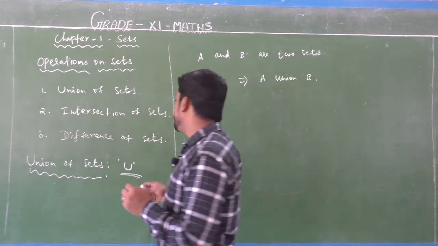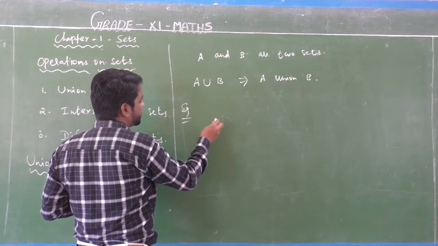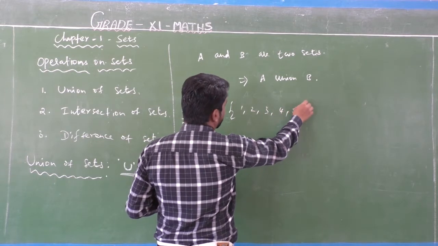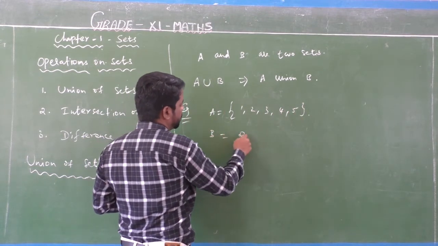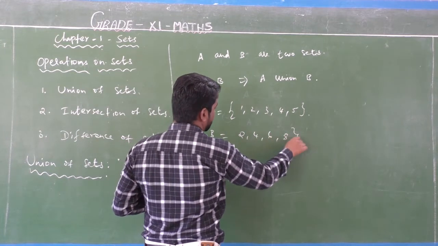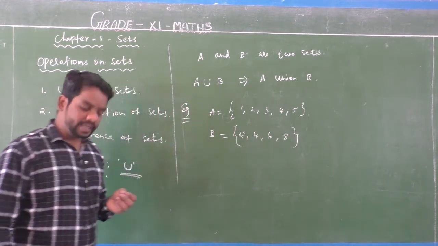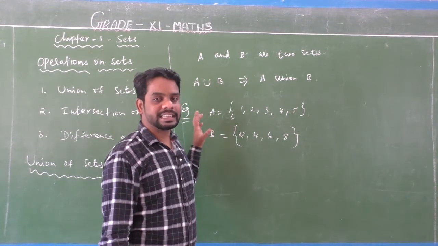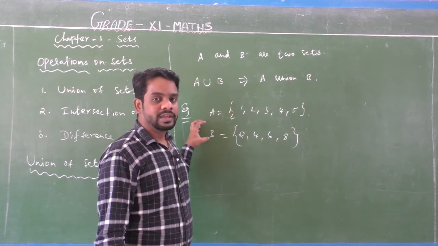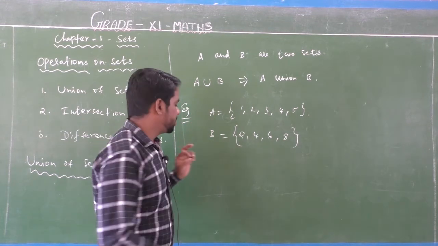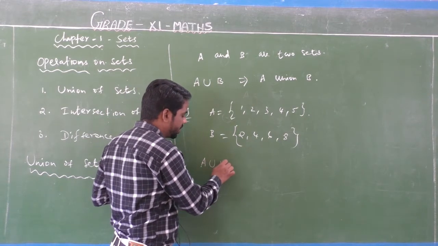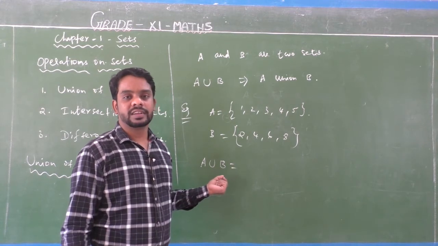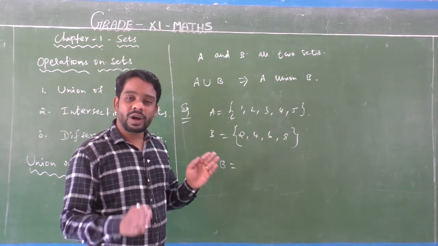For example, let us take A equal to 1, 2, 3, 4, 5, and B equal to 2, 4, 6, 8. Two sets, A and B. Find A union B. You know that A union B is one set.